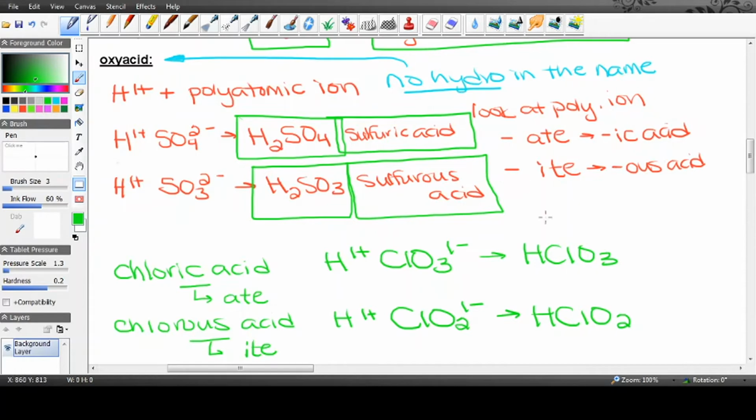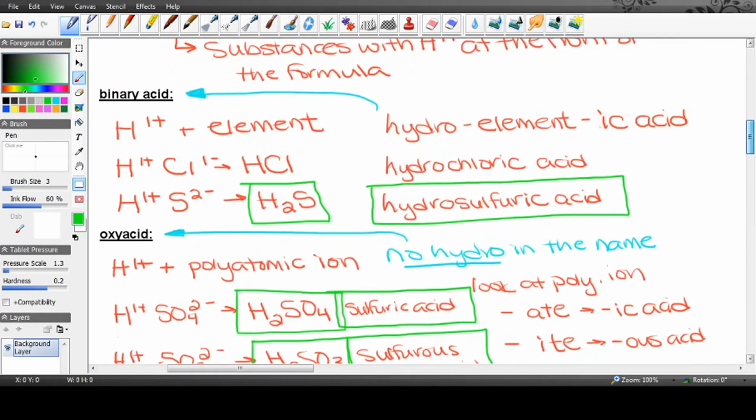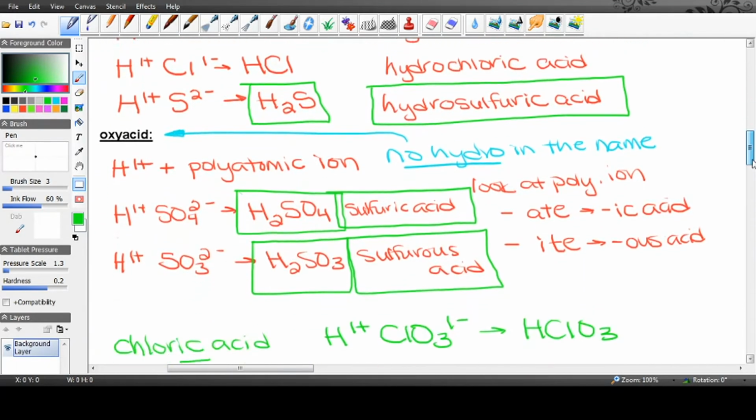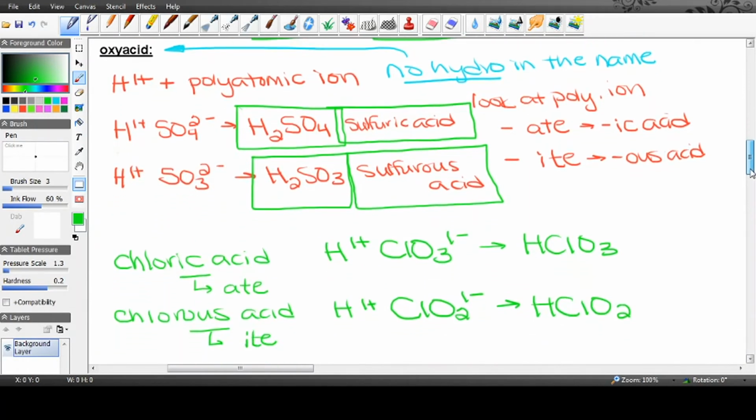Okay? So binary acids will be hydro-element-ic acid. Balance your charges for your formulas. Oxyacids, you will also balance your charges for your formulas. Hydrogen's in the front, but no hydro in the name. Go off of your polyatomic ion name, ate to ic and ite to ous. Good luck with your acid naming.